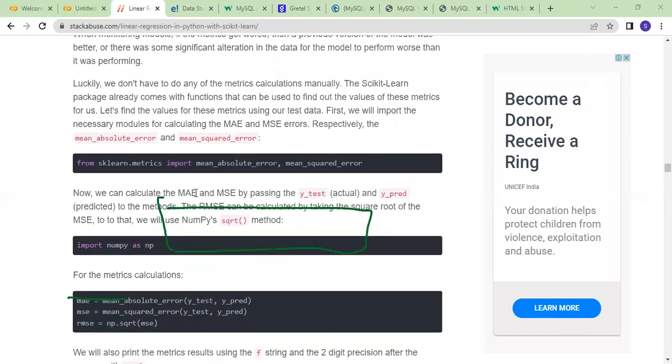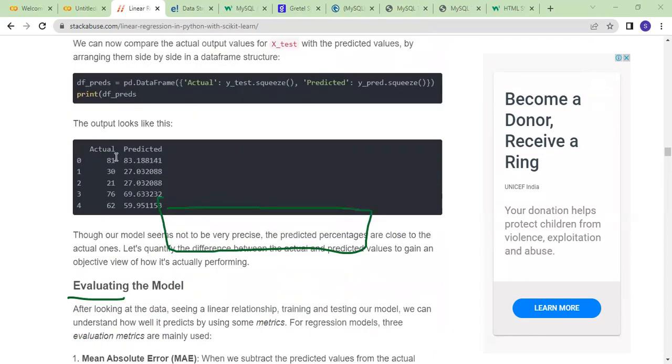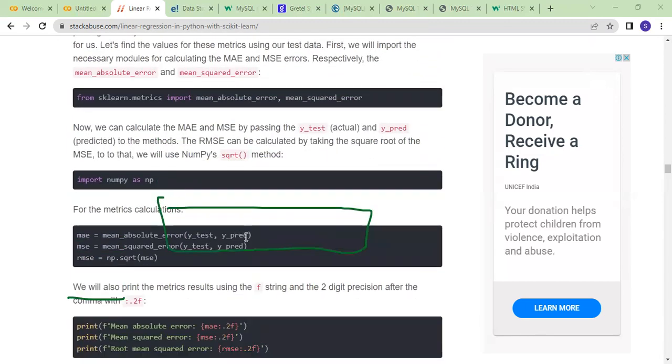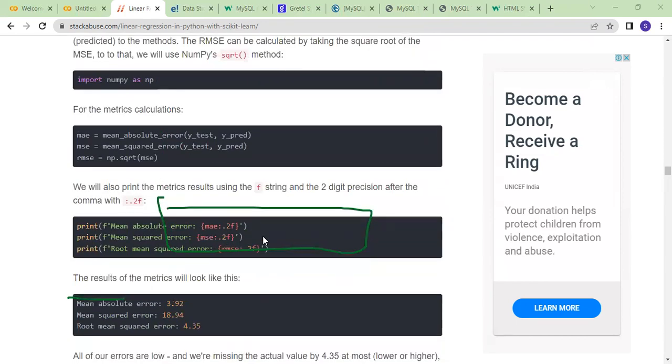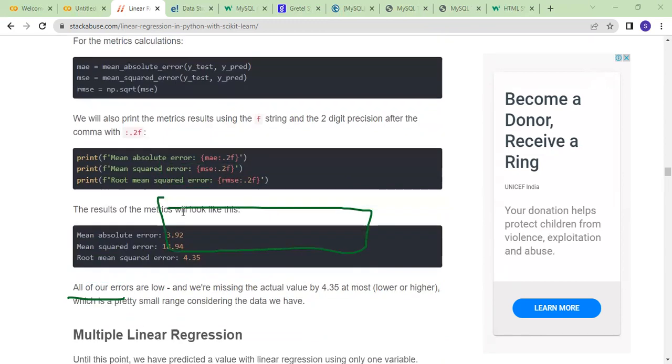Then I am calculating with y test and y pred. I'm passing the values of y test and y pred to both mean squared error and mean absolute error, and by taking the square root of the mean squared error, I get the root mean squared error. You don't have to write this .2f. Without writing these, you can run it.